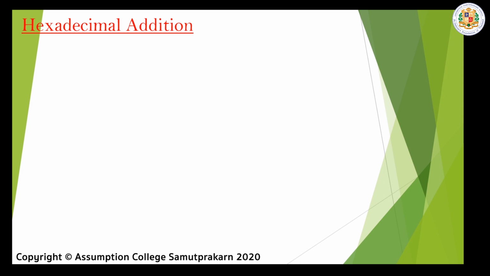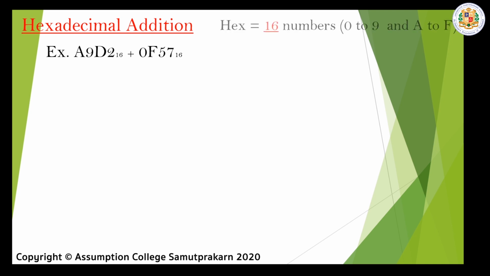Next, let's learn about hexadecimal addition. So here's our example. In hexadecimal, we have numbers and letters. Here it is, A9D2 plus 0F57. This is what you have to remember.